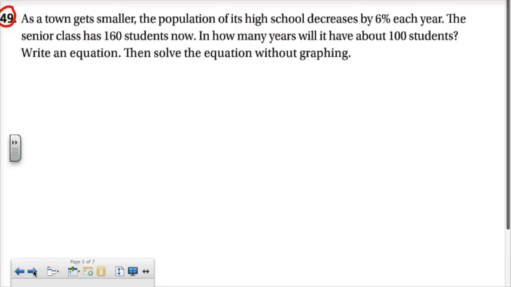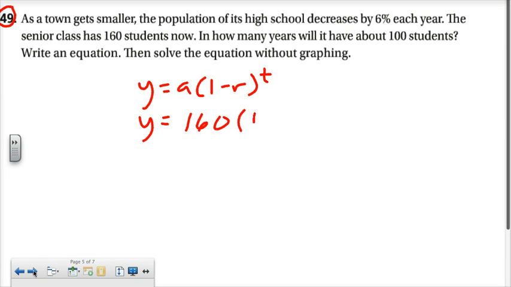All right, number 49 says, as a town gets smaller, the population of its high school decreases by 6% each year. Well, it's decreasing, so right away, I'm thinking about that formula because that was our depreciation formula where things are going down. The senior class has 160 students now. In how many years will it have about 100 students? So what I'm going to do first is I'm just going to write the model. And they started with 160 students. And it's going down by 6%, so that means we have 1 minus 0.06.